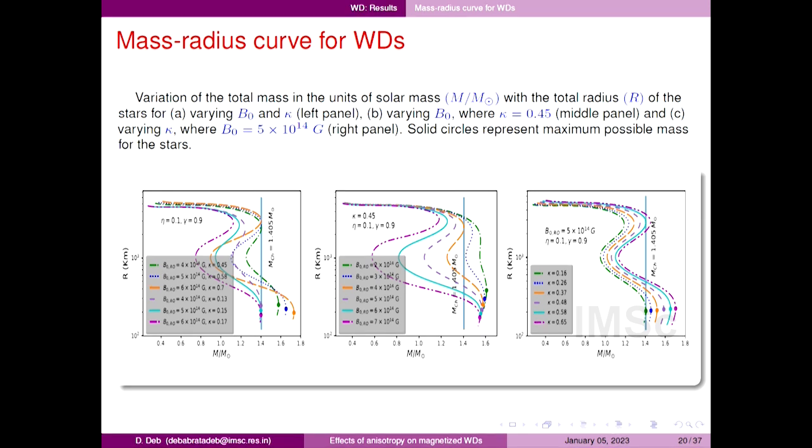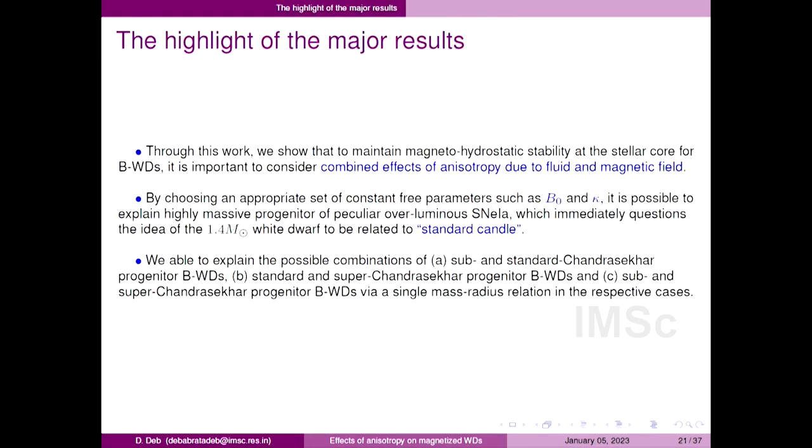Chandrasekhar white dwarfs. So through this work we are able to address some important aspects, and this is the take-home message. Using the combined effect of anisotropy due to fluid and magnetic field, we are able to show that for the magnetic field, it is essential to consider the combined effect of anisotropy due to fluid and magnetic field.